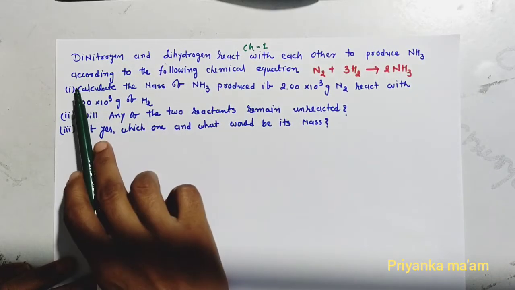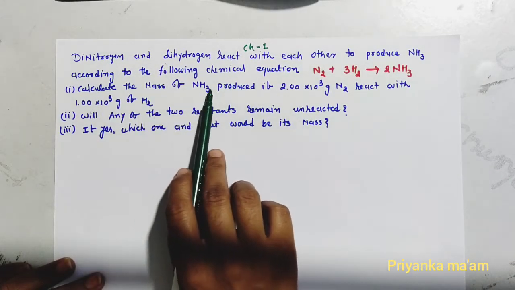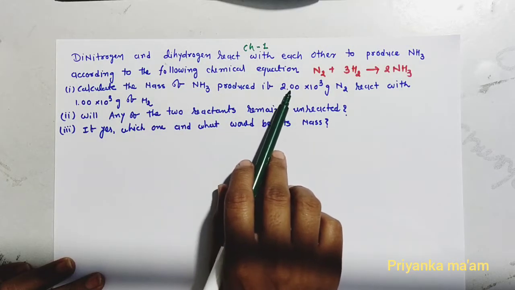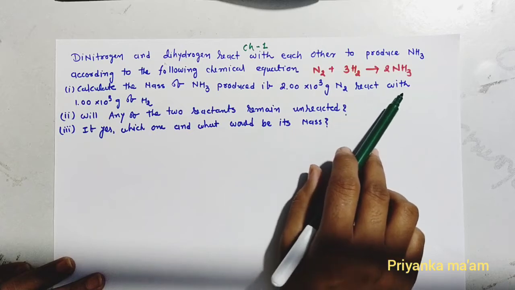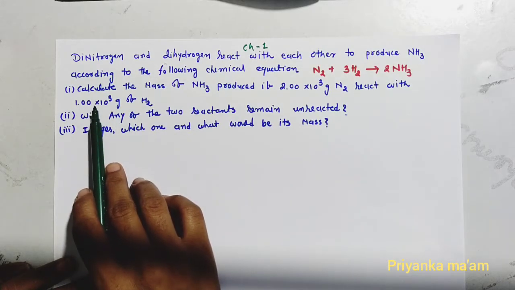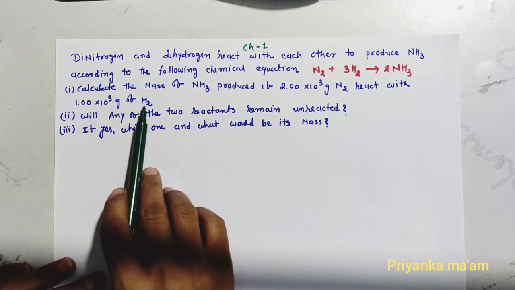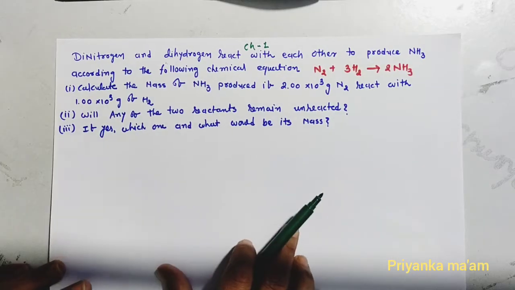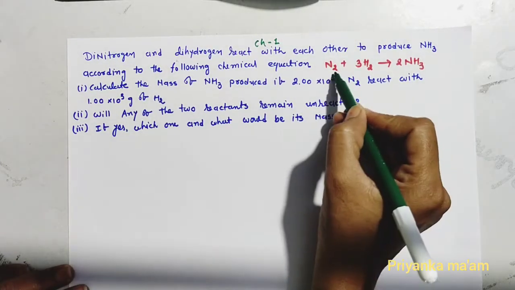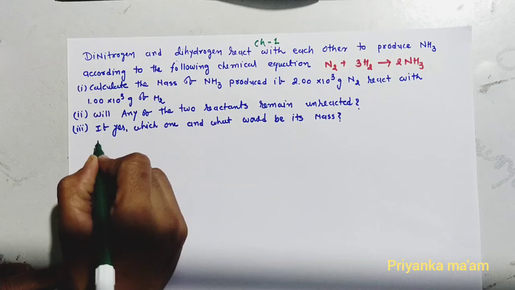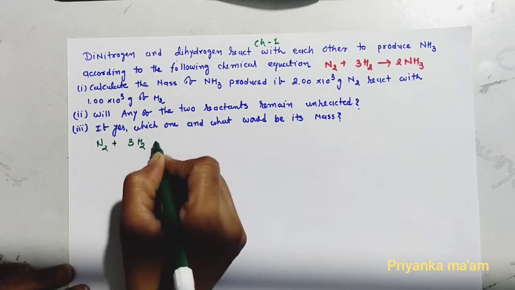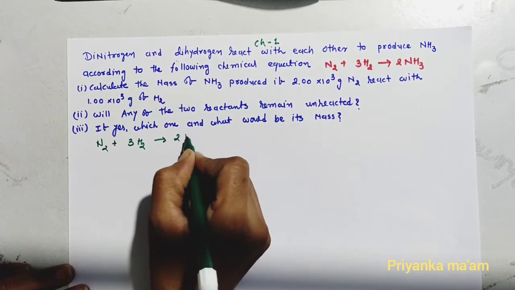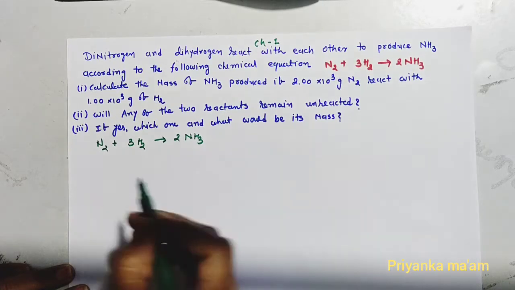This has three questions. First question: calculate the mass of NH3 produced if 2.00 × 10^3 gram N2 reacts with 1.00 × 10^3 gram of H2. So we have to first write this reaction. N2 reacts with 3 mole of H2 and gives 2 mole of ammonia.